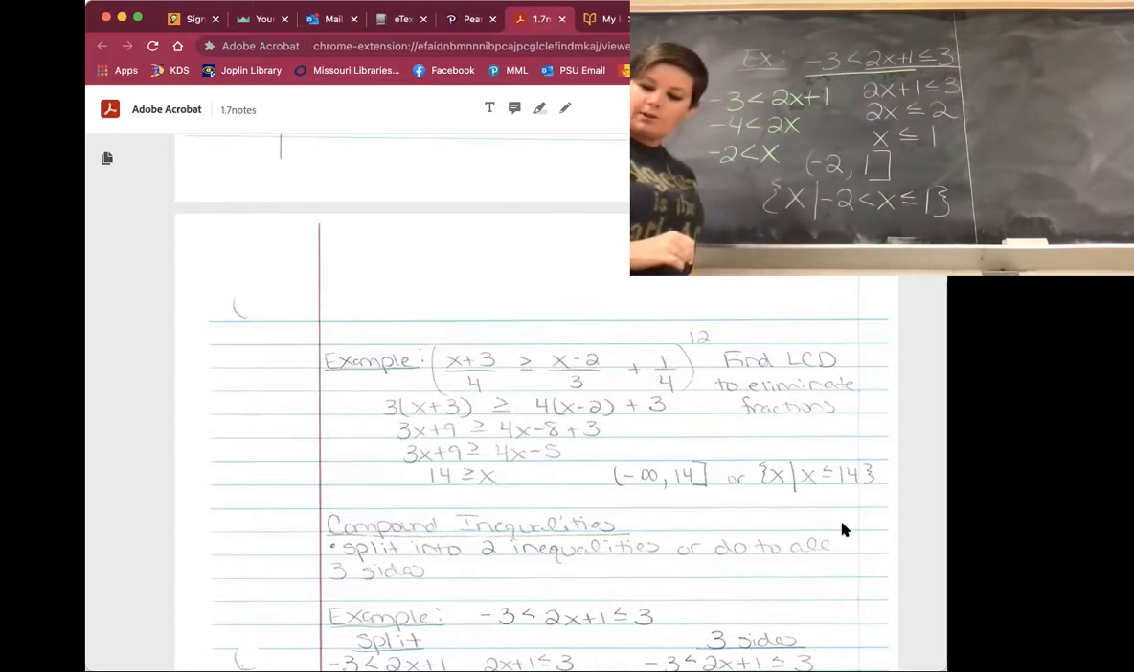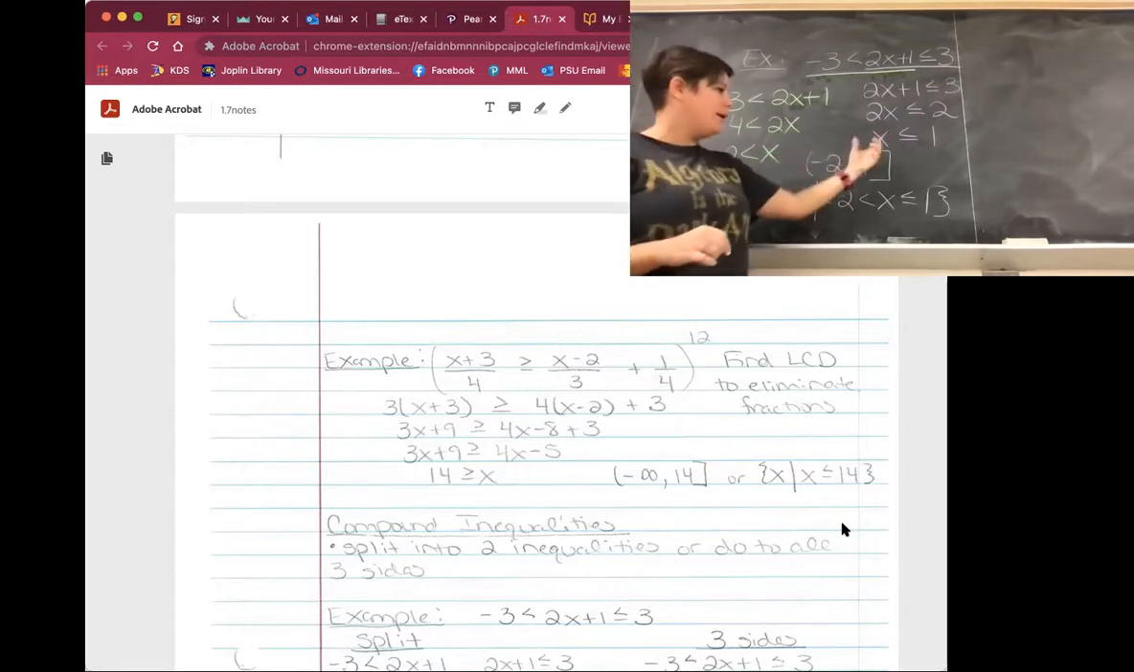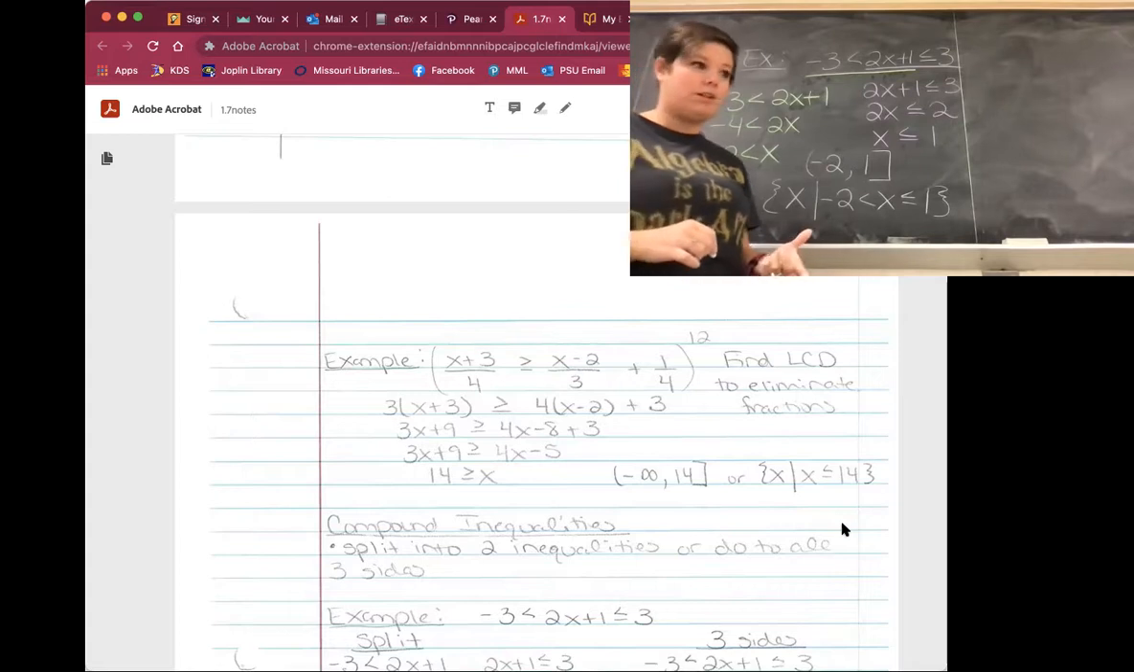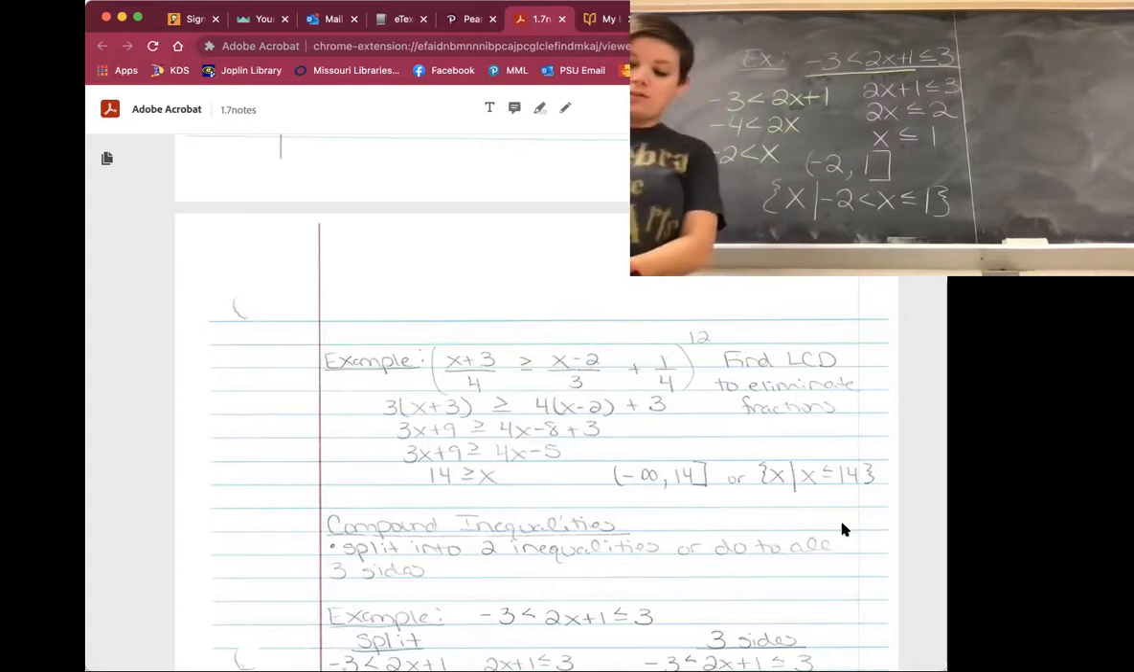I'm not going to graph it because I think you can understand how to graph it. So this is the split method, okay? There's nothing wrong with the split method. The reason why I don't prefer the split method is because sometimes combining them back together there at the end to find your actual set can be confusing. And so I don't love doing that.